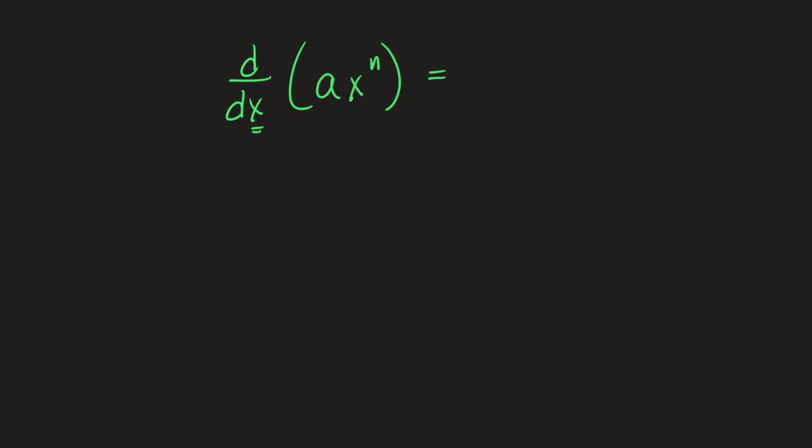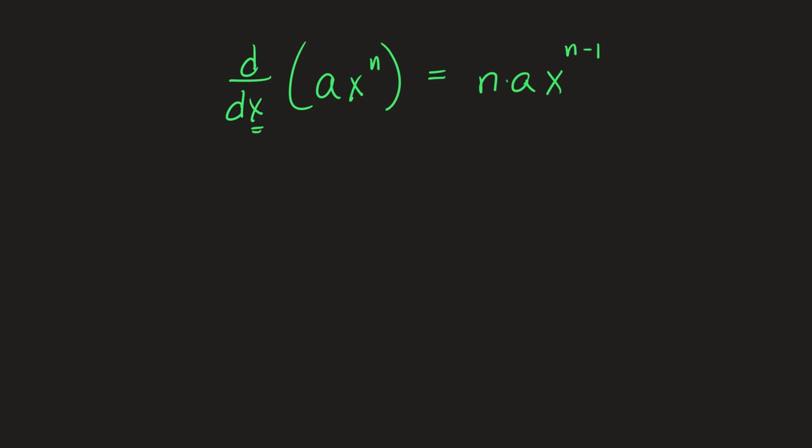Now the process is pretty easy. You take the n out front, and then you subtract 1 from the exponent. Just like that. That's how you take the derivative of a single polynomial term.